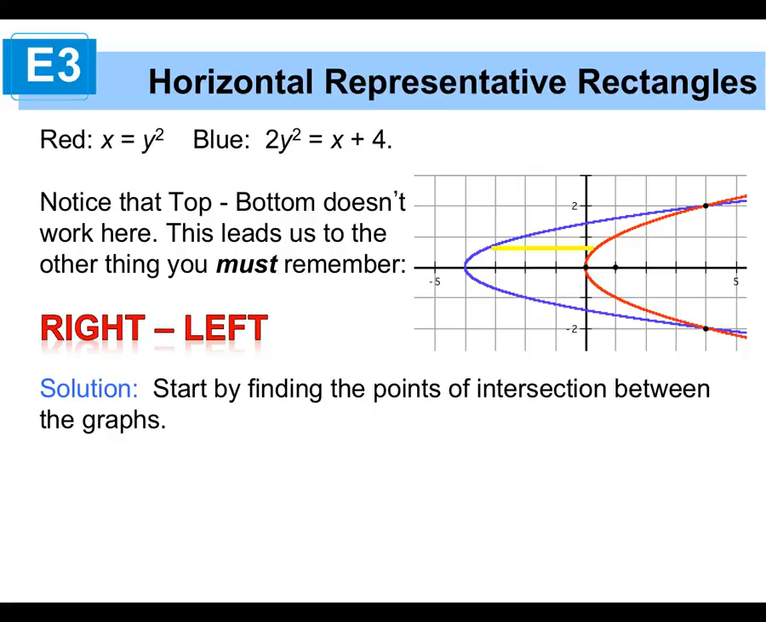Start by finding the point of intersection of the graph. Well, they're easy to see because they're on there. That's 4, 2, and 4, negative 2. But we want the y values there, so we're going 2 and negative 2.